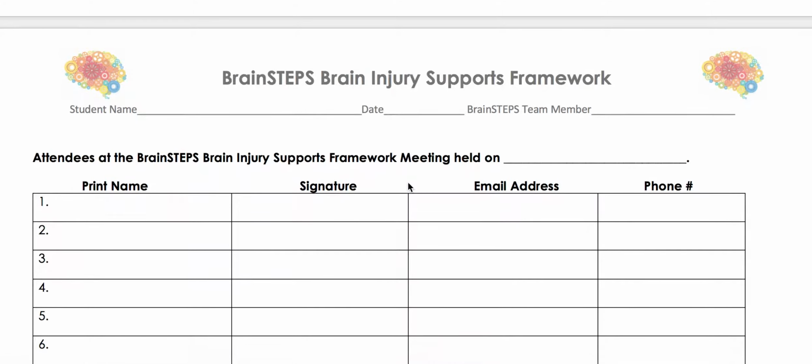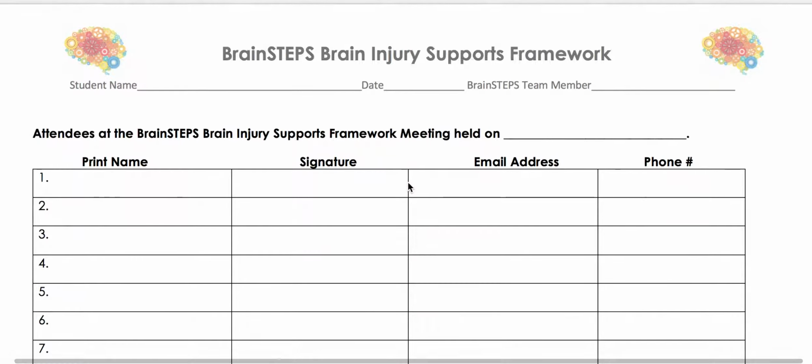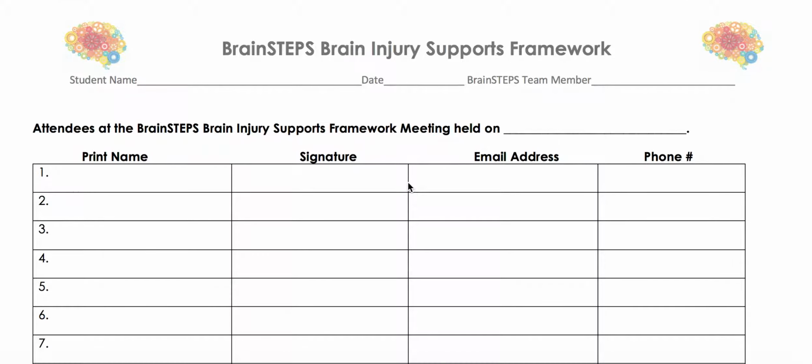So, for instance, if you are going to attend a school meeting for a student following a concussion, this is the perfect document to take with you to the meeting, and it will help guide the meeting. So we created this annotated form to help guide the meeting for our newer team members, and as time goes on, you'll get the hang of this. It's really quite simple to use.